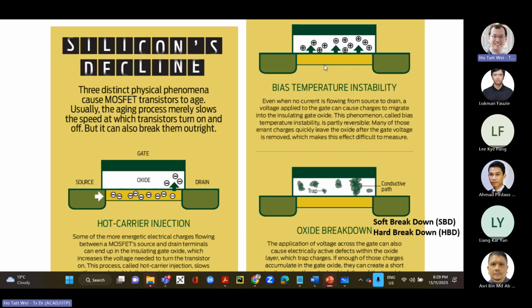Bias temperature instability is more like there's just this voltage here, but there's no voltage difference here. So it's those cases where you are actually activating the gate, holding the gate at a certain voltage, but this gate is not conducting current. So the electrons or the charges are just pulled up in this way, and they can get embedded here.